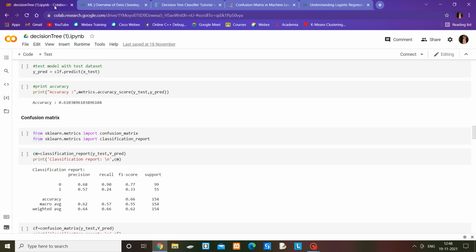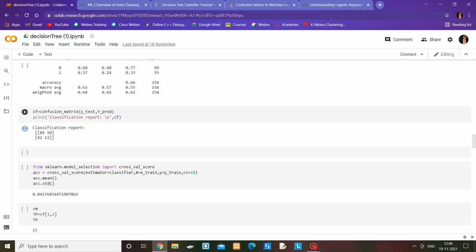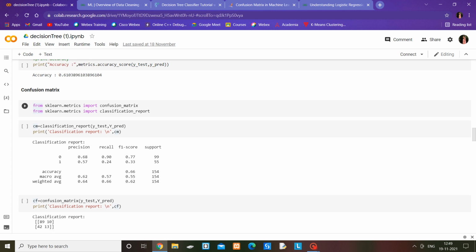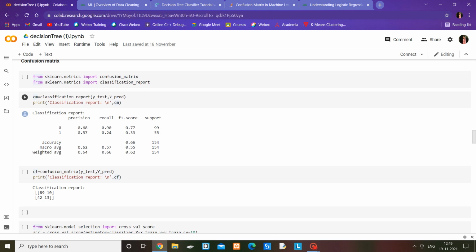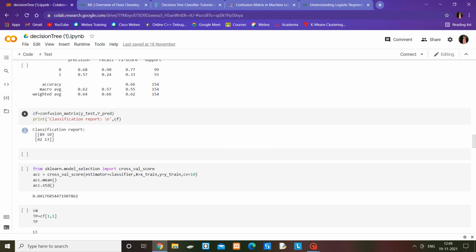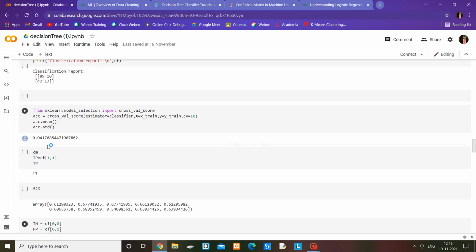So let's see the implementation of the confusion matrix. Here we import some libraries: confusion matrix and classification report. Here we import y_test and y_predict for the classification report. Here we print. The classification report will show precision, recall, f1-score and the support. Here cm equals confusion_matrix of y_test and y_predict. Print the classification report. Using this statement we print the report. The classification report shows 89, 10 and 42, 30.